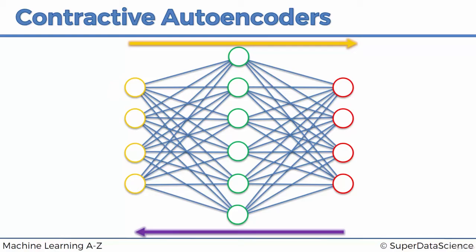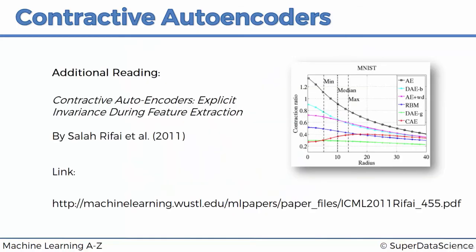There's quite a lot of math behind it, and we're just going to recommend a wonderful article here by Salah Rifai. It's called Contractive Autoencoders: Explicit Invariance During Feature Extraction. And what I also wanted to mention is that this article has quite a lot of authors, I think 5 authors, and one of them is Yoshua Bengio, so quite an in-depth study into the topic.